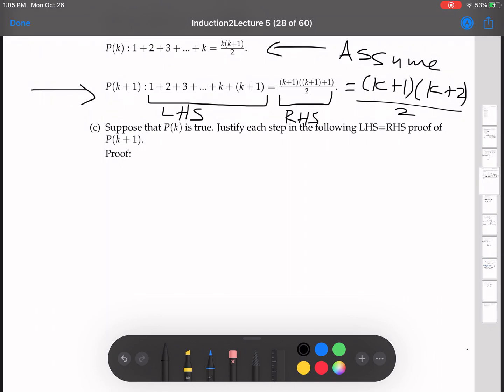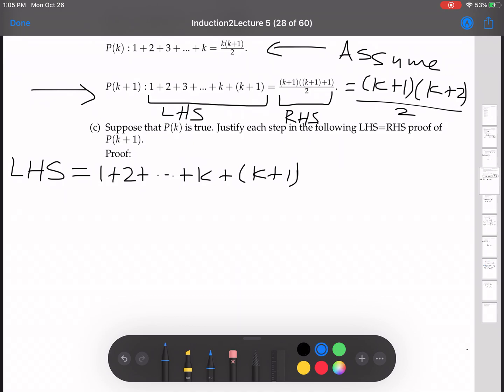Okay, so now starting with the proof, let's start with the left-hand side. This is 1 plus 2, and I could say plus 3, but for the sake of saving space, I'm just going to go to k plus 1.